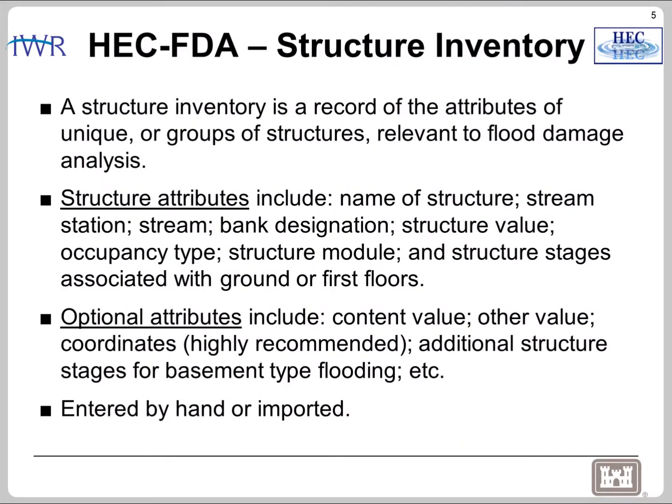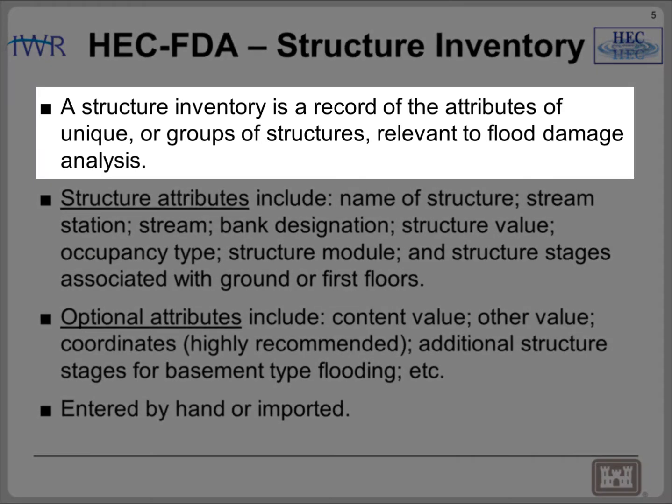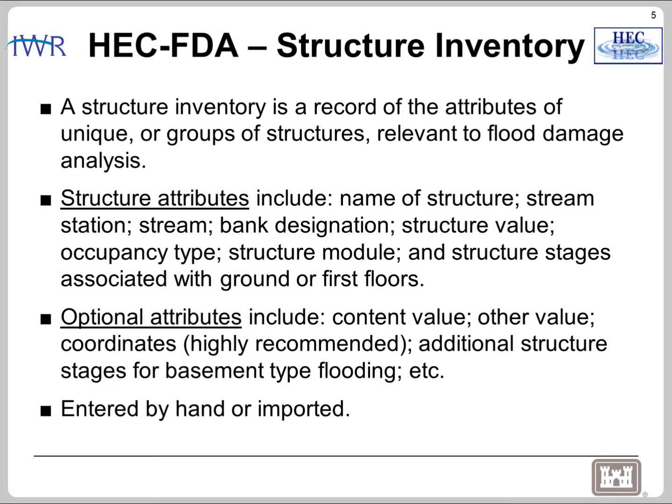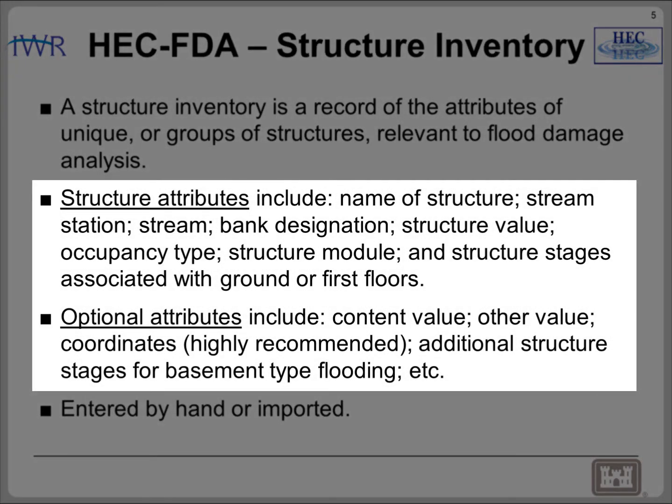In HEC-FDA, the structure inventory section allows for the entry of information unique to individual structures. There are two types of attributes in the structure inventory. The first is the required structure attributes that each structure must have. And the second are optional, which you can include if you have them.